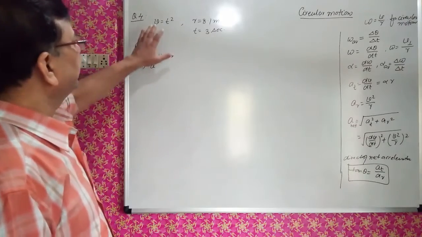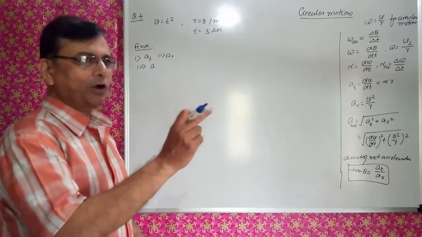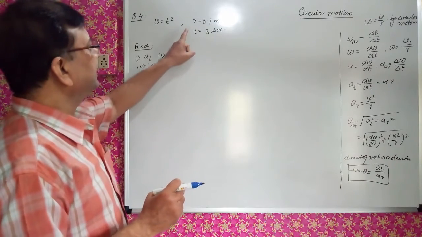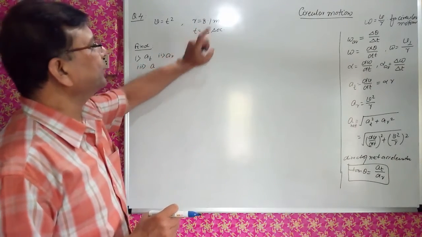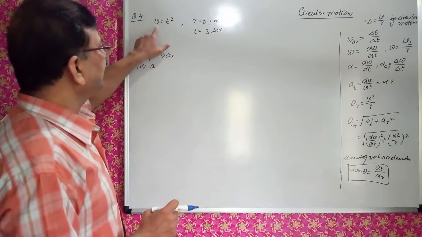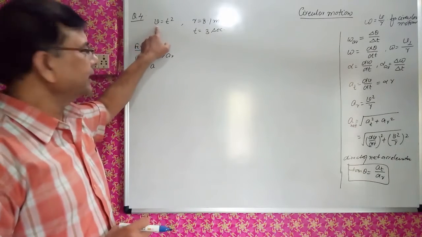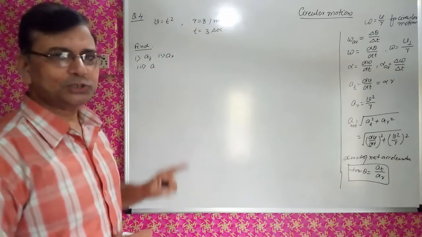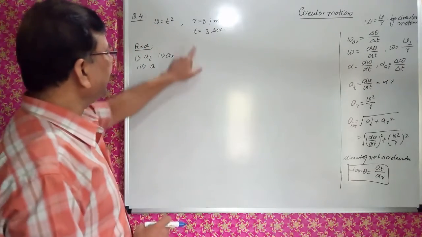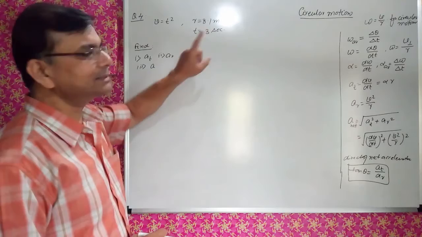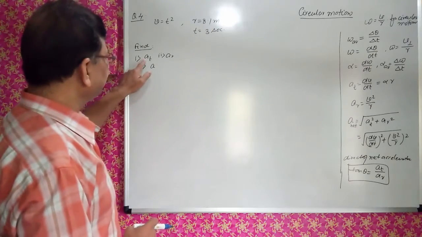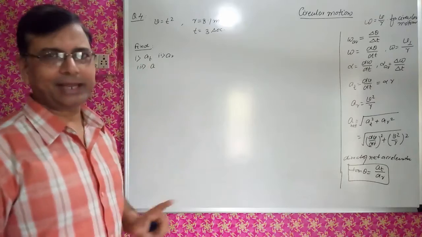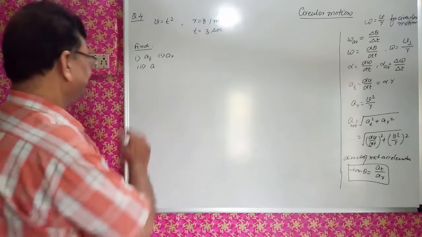The question is, one object is in circular motion and the radius of the circular path is 8.1 meter, and velocity is related with time this way, v is equal to t square. Then at t is equal to 3 seconds, we have to find the tangential acceleration, radial acceleration and the net acceleration. This is the question.